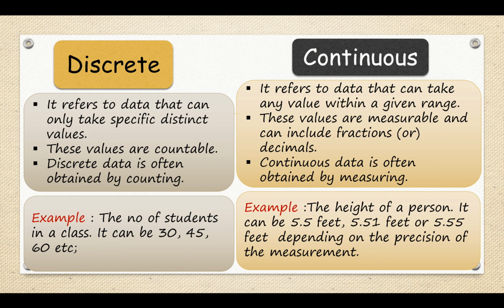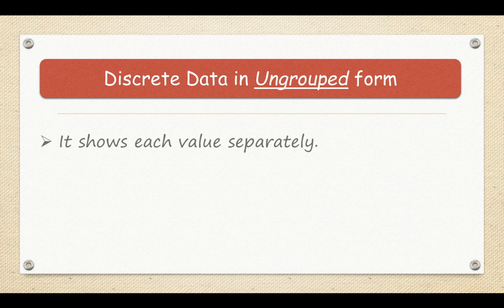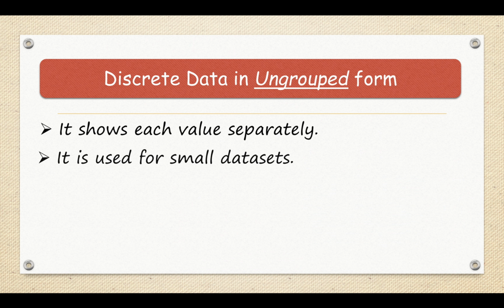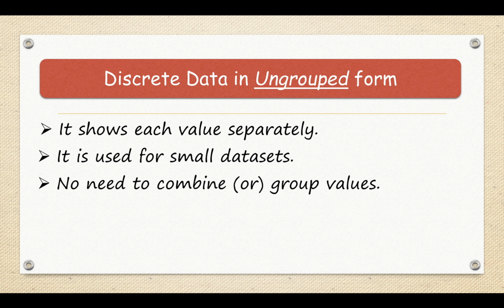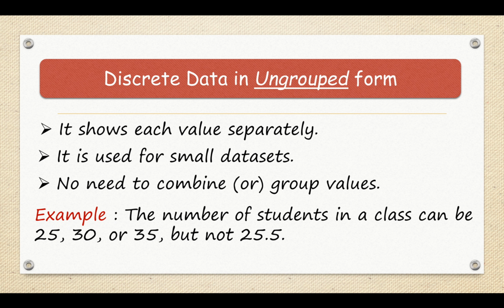Now, let's look at examples of discrete data in both ungrouped and grouped forms, as well as continuous data in ungrouped and grouped forms. Discrete data in ungrouped form refers to data where each individual value is listed separately. It is often used when the dataset is small and there is no need to combine or group values. Let us see some examples for ungrouped discrete data. The number of students in a class can be 25, 30 or 35, but not 25.5. You can take the example of the number of students who attended a class on different days, or the number of books read by students. All these are examples of ungrouped discrete data.